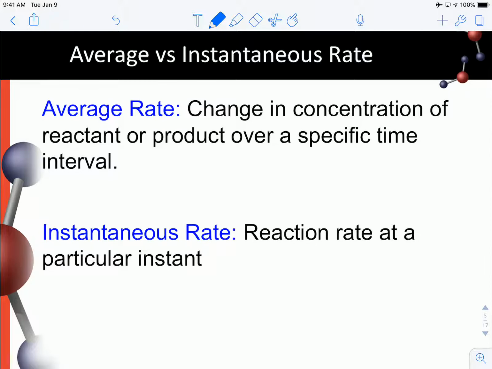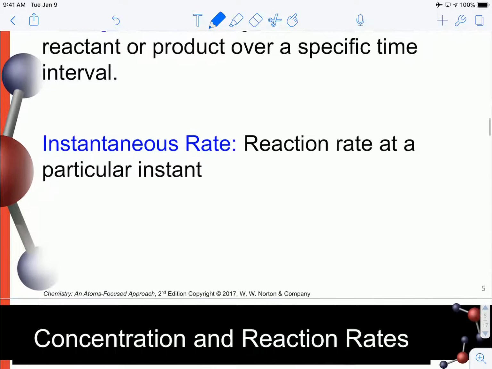There's also average versus instantaneous rate, and I think most people would have an idea of what that is. If I drive to Nashville and it takes me 30 minutes to get there, you can calculate my average rate, but my rate at any given moment in time might be 75 or 70 miles per hour. That changes.